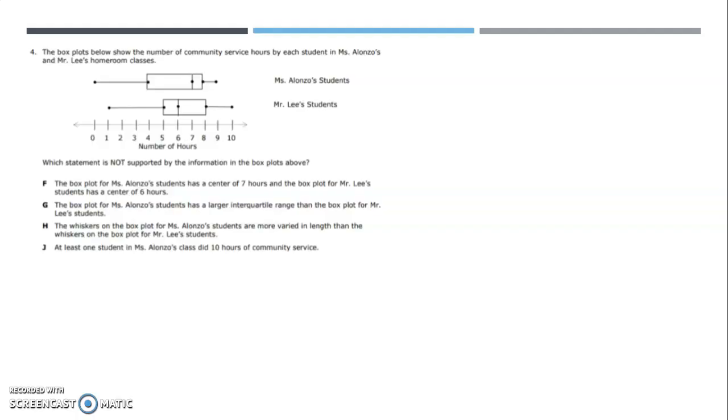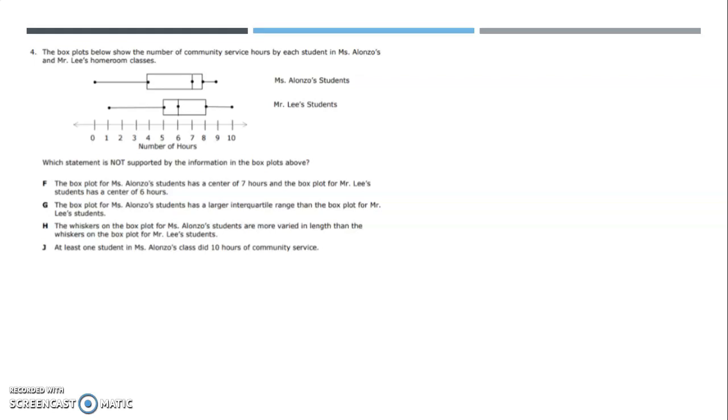So, the first one we're going to be solving is number 4. It says the box plots below show the number of community service hours by each student in Miss Alonso's and Mr. Lee's homeroom classes. Which statement is not supported by the information in the box plots above? So just like we talked about yesterday, my technique is I usually read the answer choices so I know what I'm about to talk about. So I know what I need to figure out.